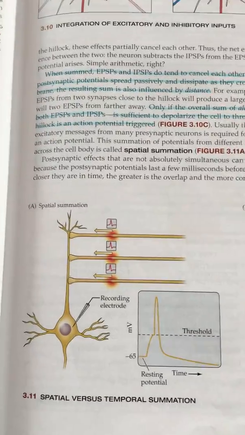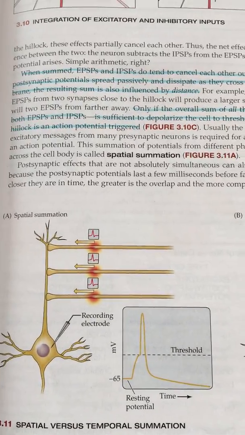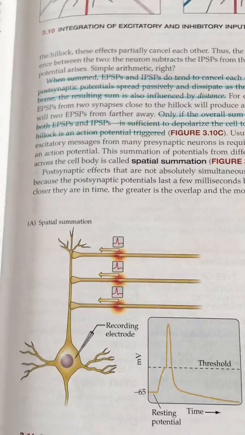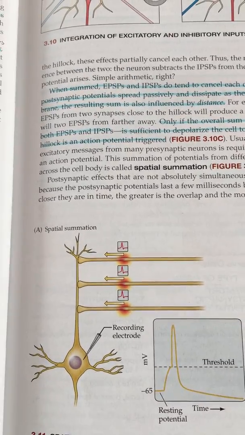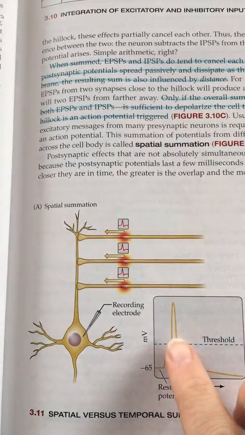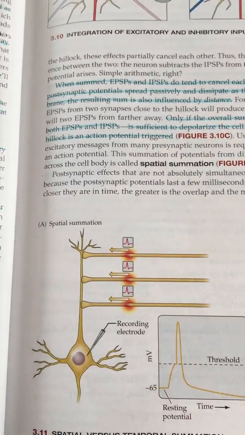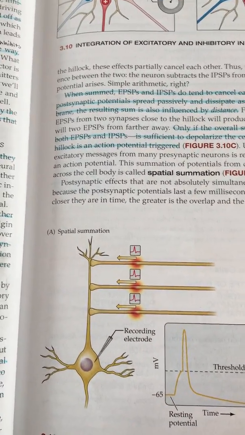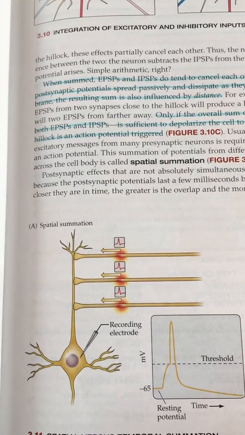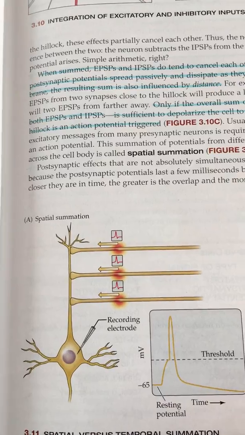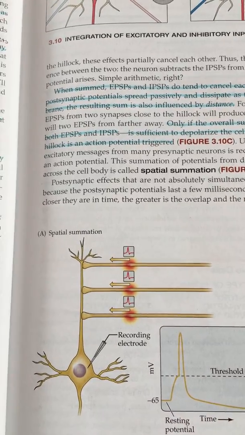So, spatial summation is a summation at the axon hillock of the postsynaptic potentials from across the cell body. Summation comes from different physical locations, as seen in 3, and then it is influenced by distance. Convergence of excitatory messages from many presynaptic neurons is required for a neuron to fire an action potential.